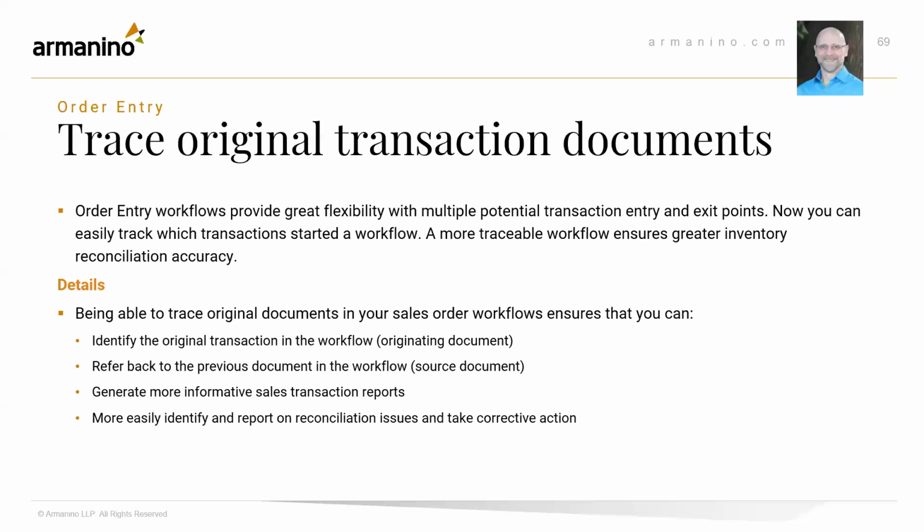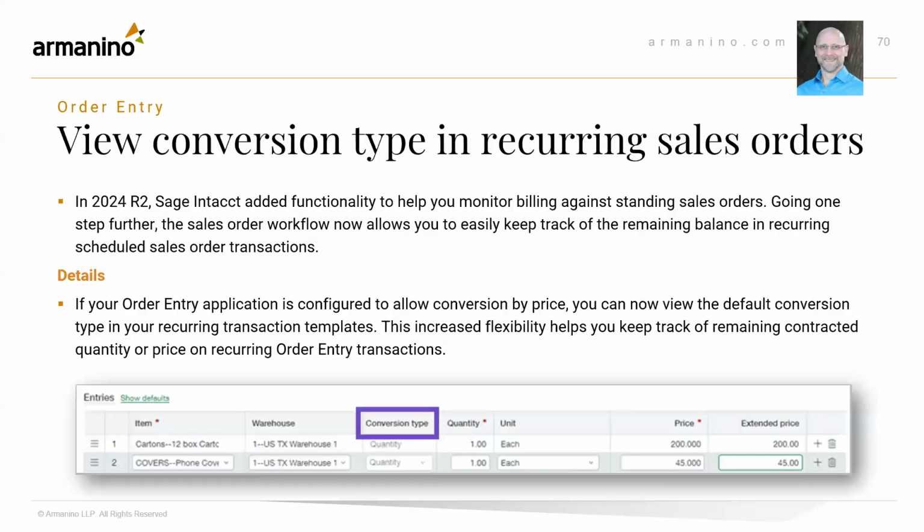And so trace original documents in your sales order workflows ensures that you can identify the original transaction in the workflow, the originating document, refer back to the previous document in the workflow, source document, generate more informative sales transaction reports, and more easily identify and report on reconciliation issues and take corrective action.